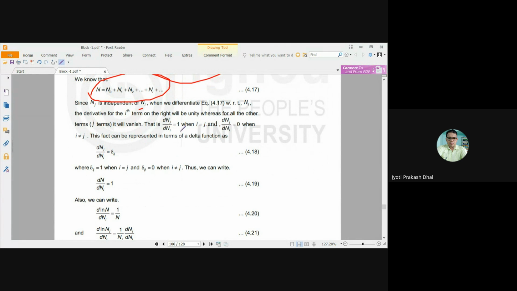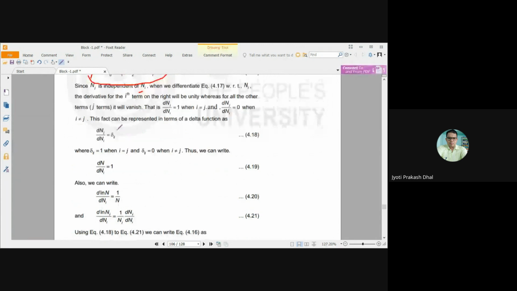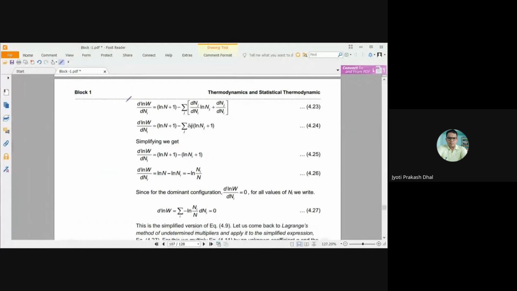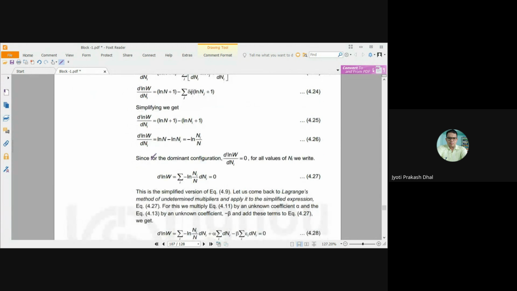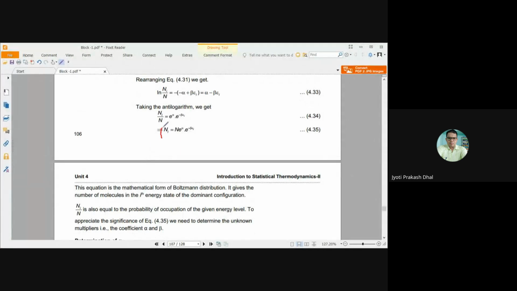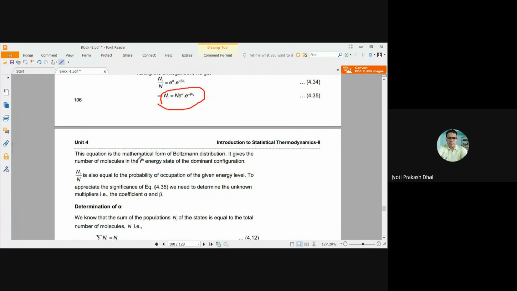So Nj is the number of particles in a particular state. By simplifying the differential, we can write Ni equals N e to the power alpha e to the power minus beta epsilon i. This equation is the mathematical form of the Boltzmann distribution. It gives the number of molecules in the ith energy state of a dominant configuration.